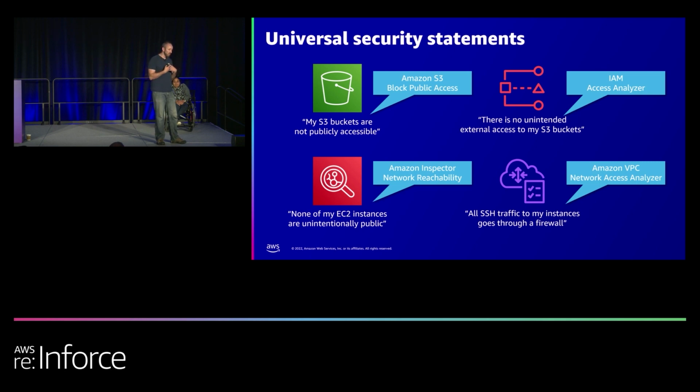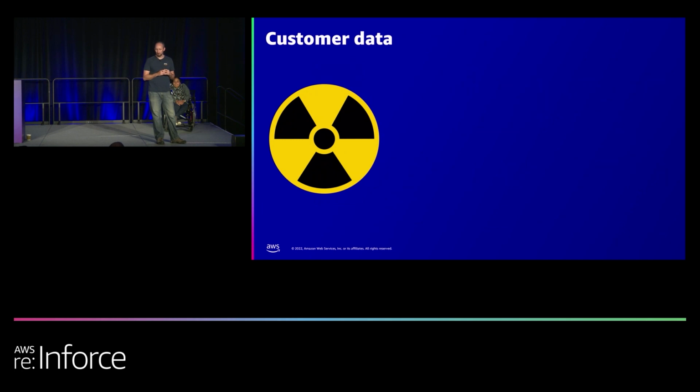And what I'm going to talk about for the rest of this time is how we're going deeper with provable security, how we're trying to combine some of these universal statements. And to do that, we need to talk about customer data. This is a little bit of an uncomfortable conversation, but this is the most important thing that we keep at Amazon. And if you take nothing else away from my talk, the most important thing is the mindset about it.